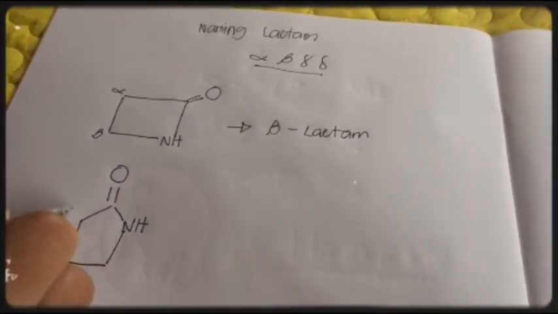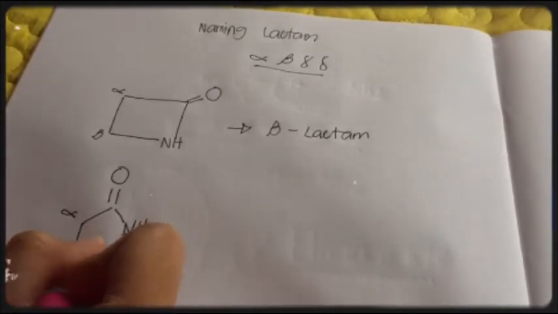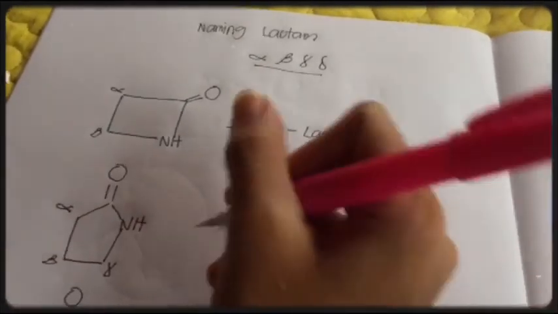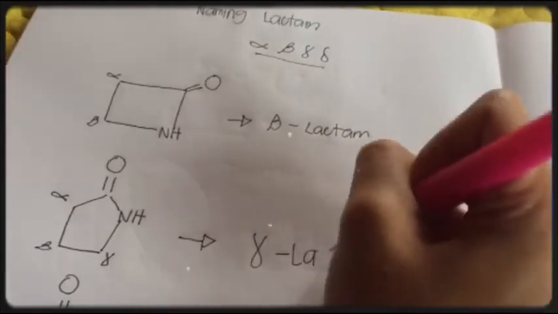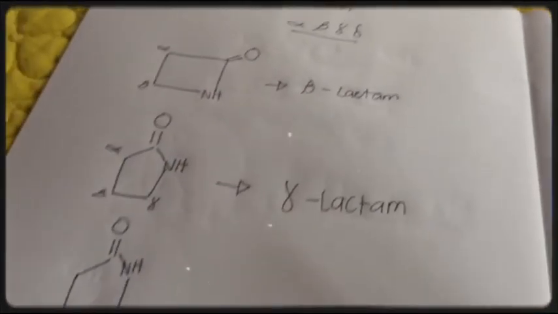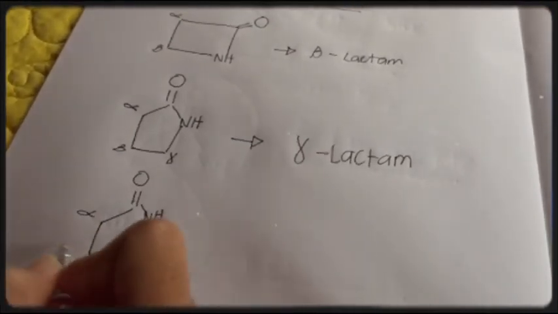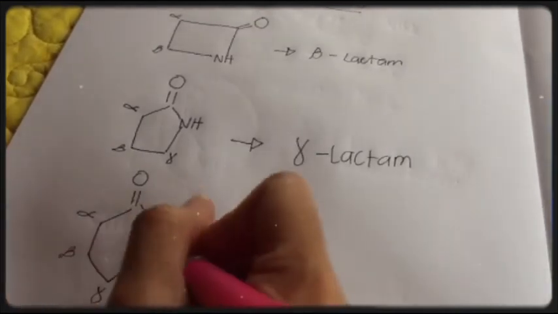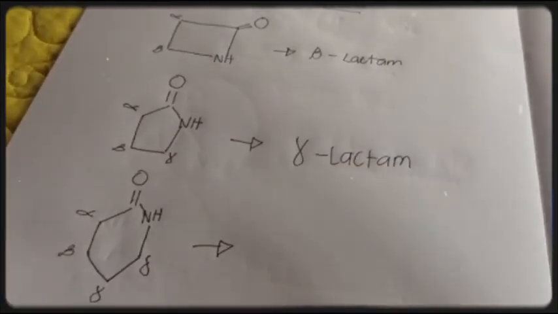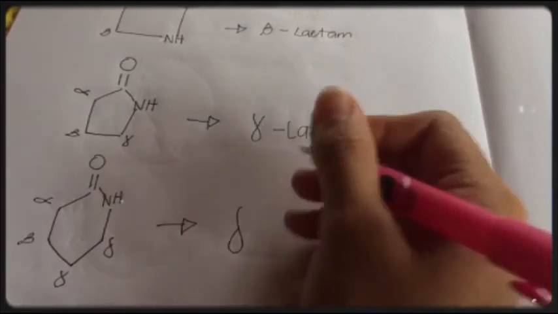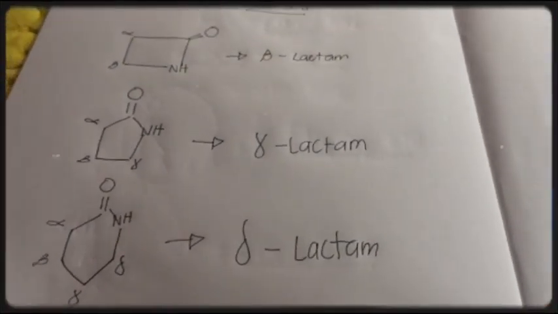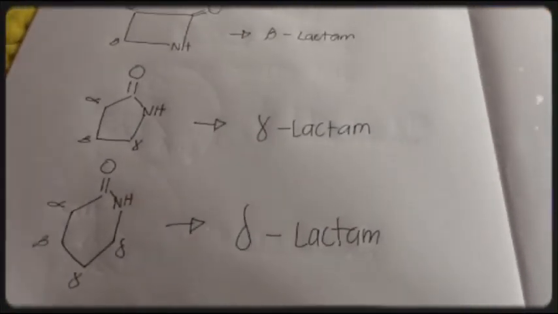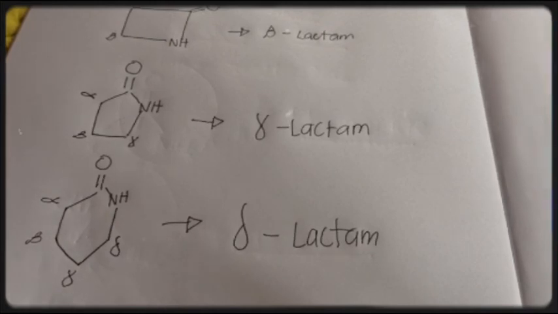Same here. Alpha carbon, beta carbon, gamma. So this will be called gamma lactam. Alpha, beta, gamma, delta. So this will be the delta lactam. So that's how we name the cyclic amide, or what we call the lactam.